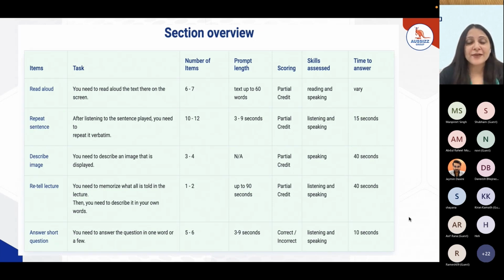But before that, I will explain in a complete overview what it is and how your test will be taken, and then we will start task wise again.